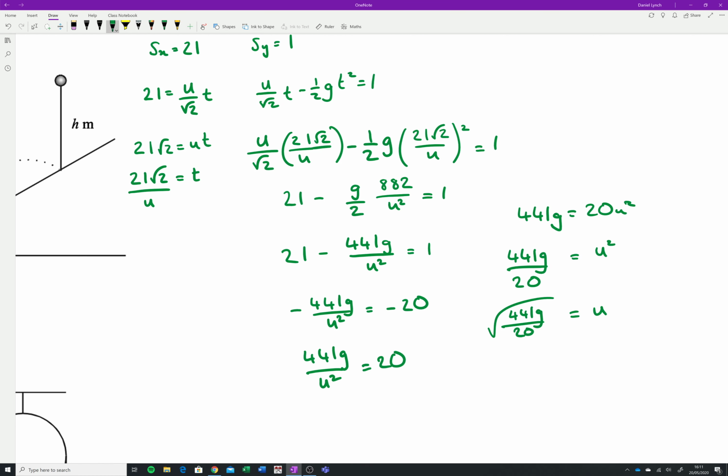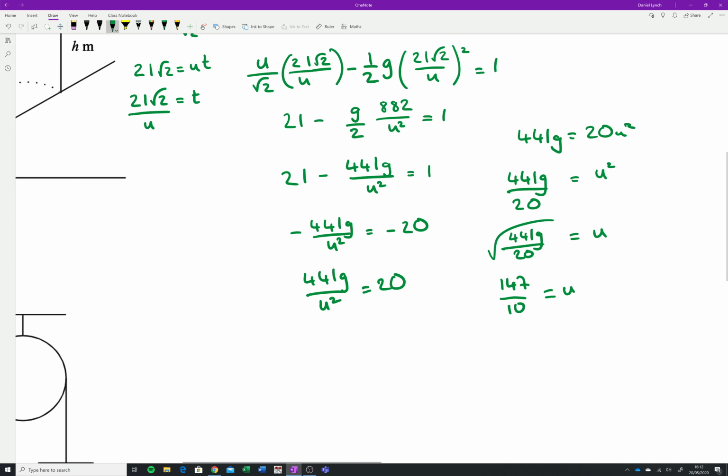We took g to be 9.8, I think, so let me just grab a calculator here. I'll type this in: 441 times 9.8 over 20, the whole thing rooted. It would obviously be plus or minus that, but u can't be a negative number. In this case, oh, and it's a nice number. It is 147 over 10 is equal to u, or you can call it 14.7, obviously, if you wanted to. U is in meters per second, I think. So that's what we get.